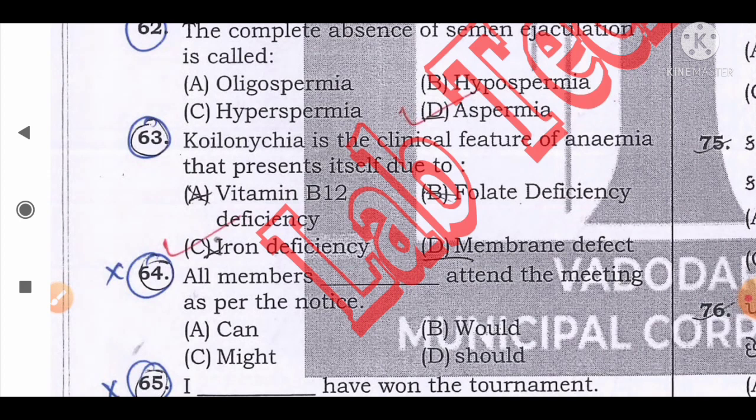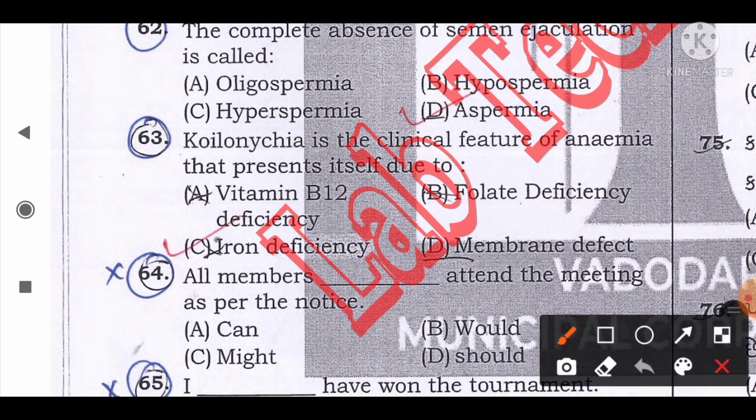Move to the next question, number 63. Koilonychia is the clinical feature of anemia that presents itself due to A, vitamin B12 deficiency, B, folate deficiency, C, iron deficiency, D, membrane defect. So, and the correct answer for this question, it is option C, iron deficiency is the feature of koilonychia, clinical features of anemia.